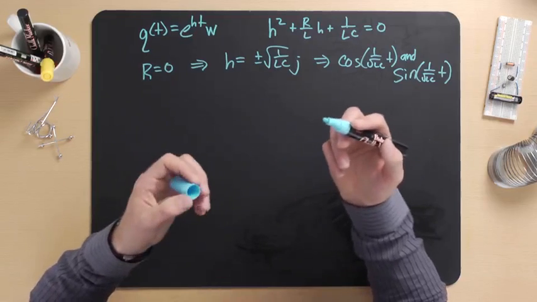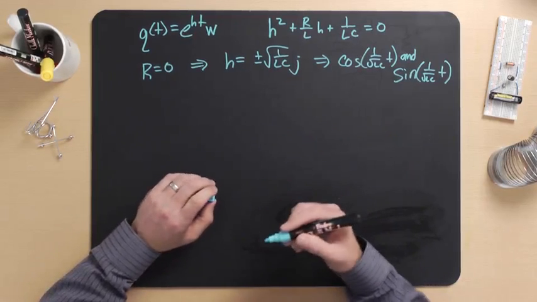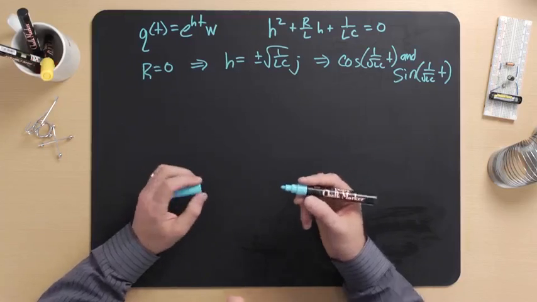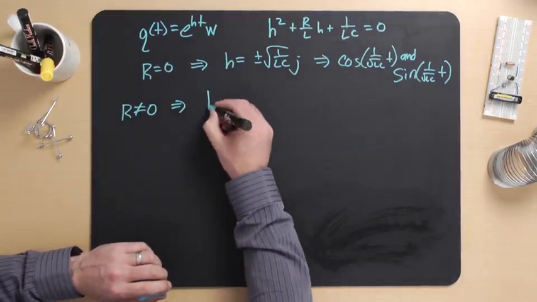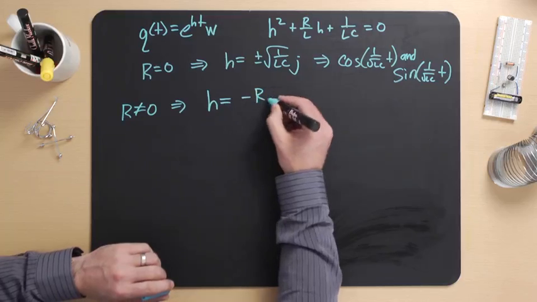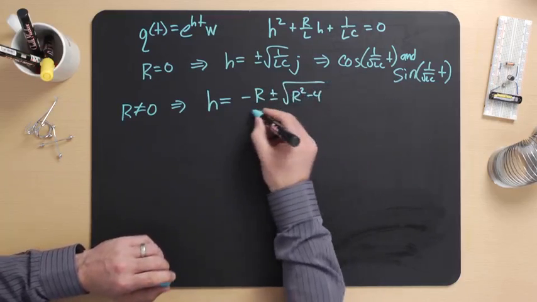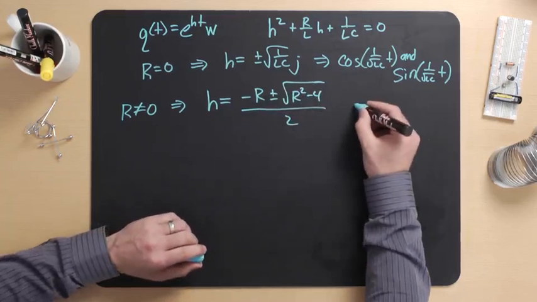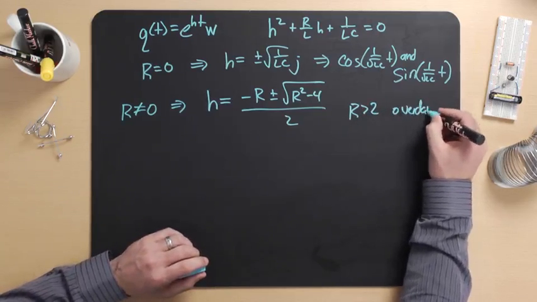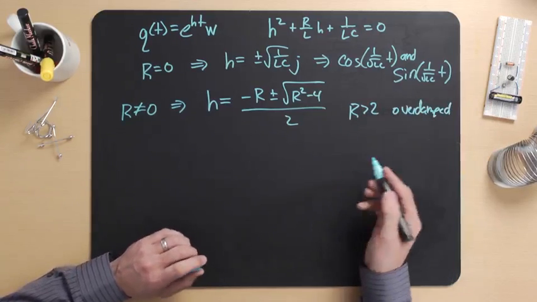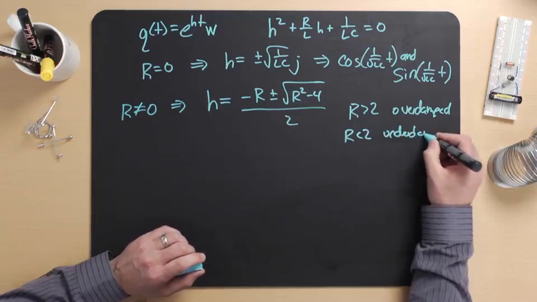Now, if I have R not equal to 0, then I can use the quadratic formula, just like we did with mechanical systems, to solve for h. Let's set L equal to 1 and C equal to 1. Then we get R not equal to 0 implies that h is equal to minus R plus or minus the square root of R squared minus 4, all over 2. That means that if R is greater than 2, we're overdamped. That means no oscillations. Whereas if R is less than 2, we're underdamped, and you should expect decaying oscillations as a function of time.